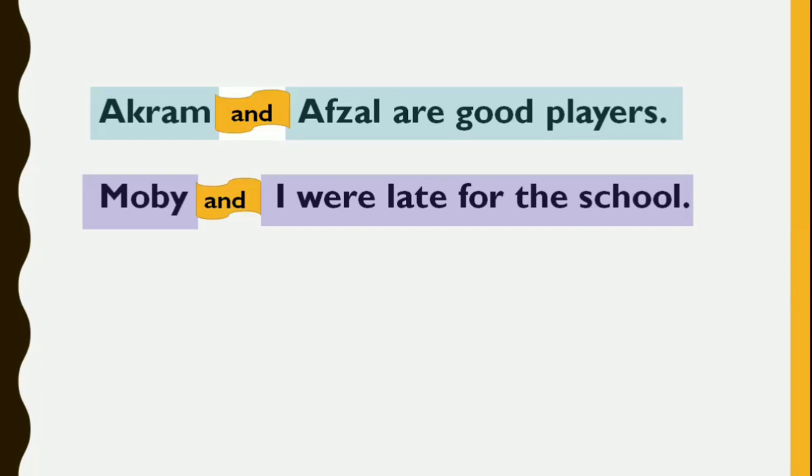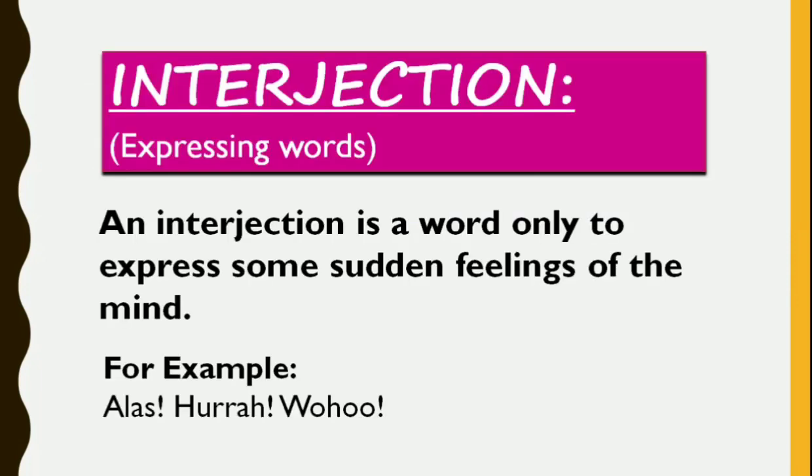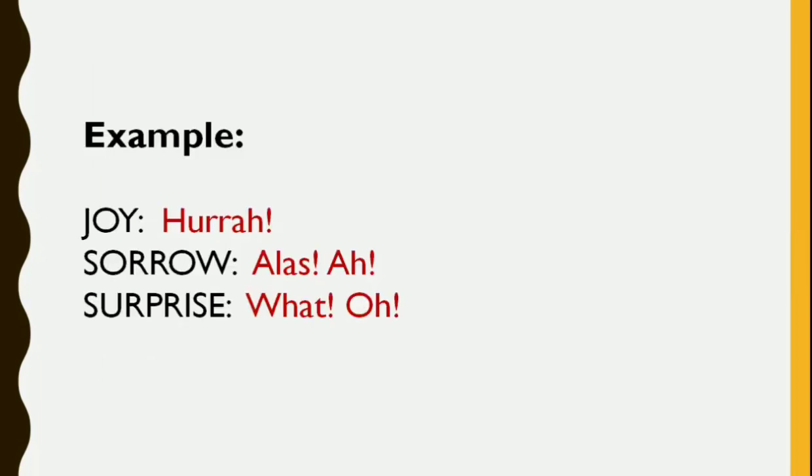Now it's time for our last part of speech, which is interjection. Interjections are different kinds of words which are not connected with other words, but they are very important when you want to express your emotions and feelings. For example, alas, hurrah, woohoo. All these words are here to express your feelings, what you feel at the moment.